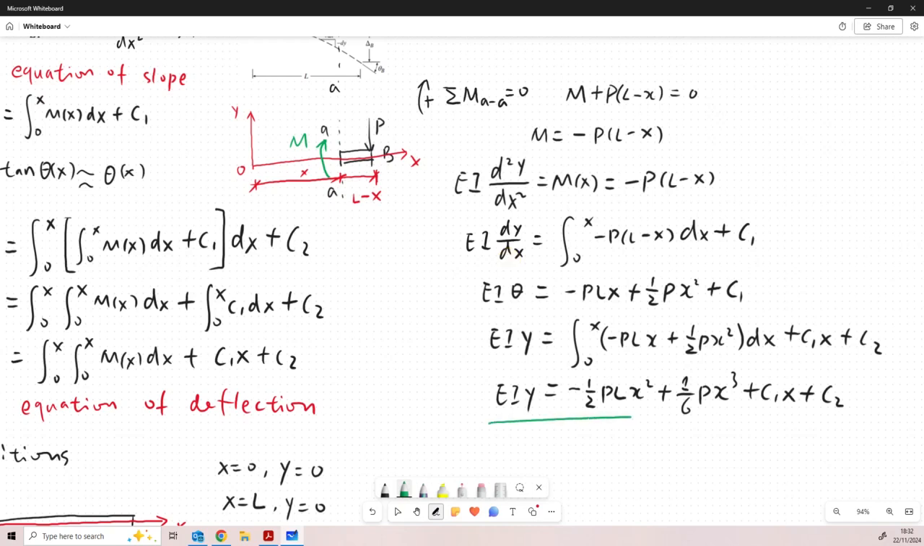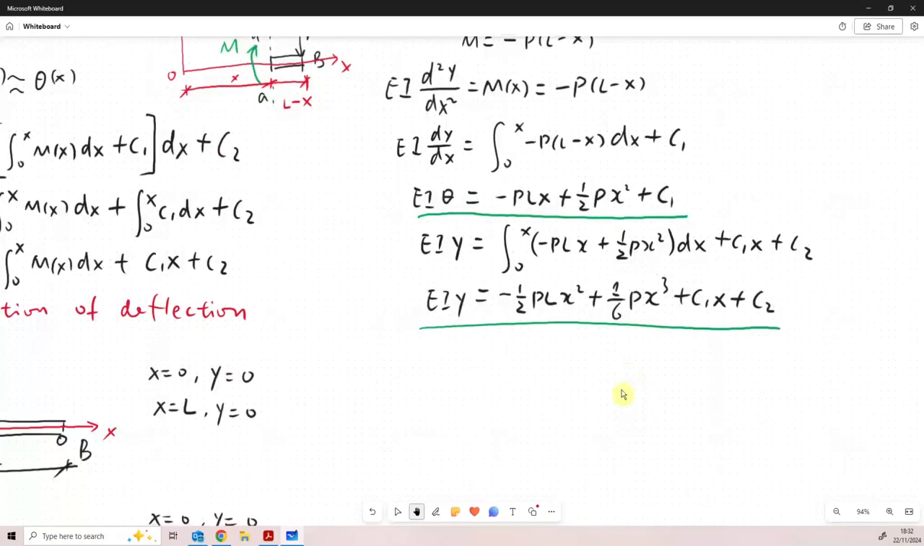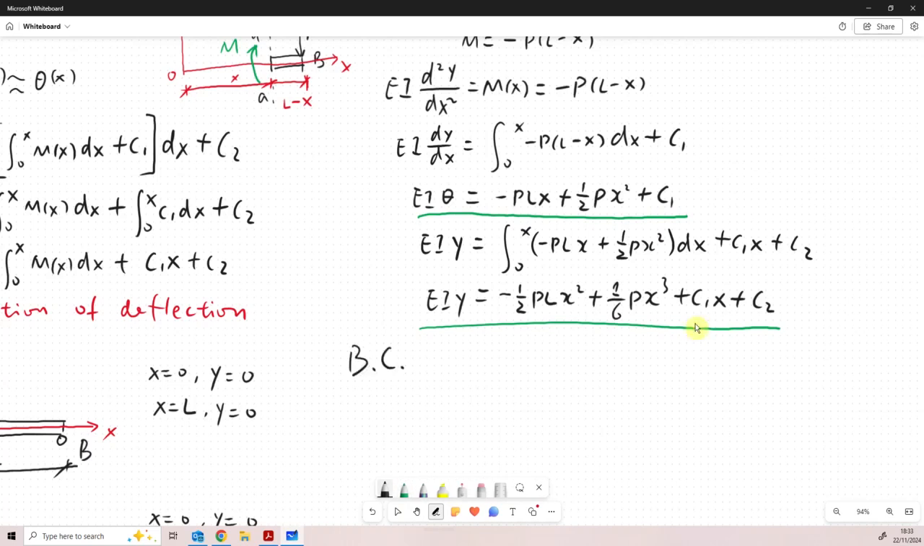So we got two equations. This is the equation for deflection, and this is the equation for rotation, or the slope. Then, as I said, we have two constants, C1 and C2, that need to be determined. To determine these two unknown constants, we need to use the boundary conditions.